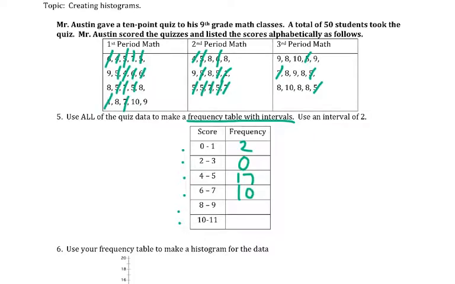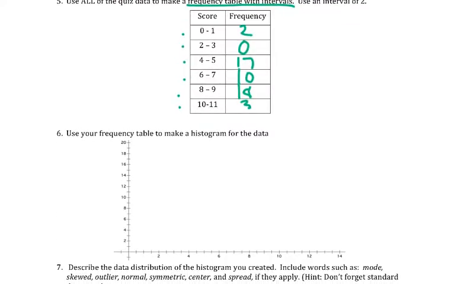Okay, now 8 to 9. 1, 2, 3, 4, 5, 6, 7, 8, 9, 10, 11, 12, 13, 14, 15, 16, 17, 18. And then 10 to 11. 1, 2, 3. Alright, so now we use that to make a frequency table.